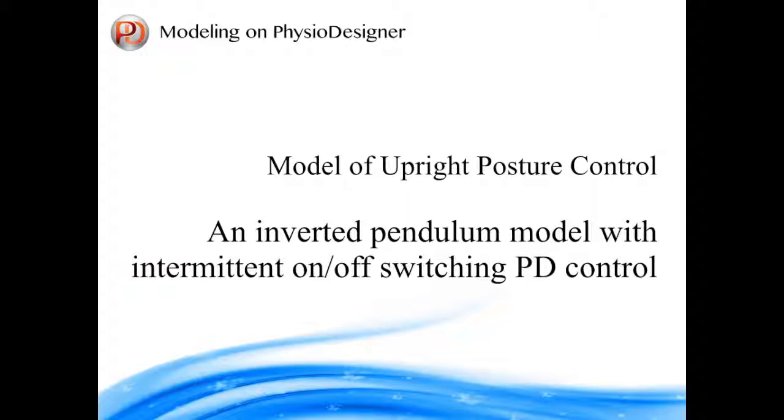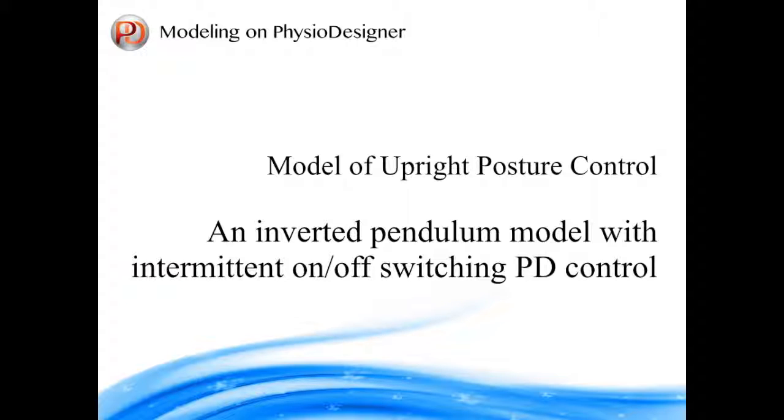In this tutorial series, we are going to create a model of human upright posture control on PhysioDesigner. This time, we create the Model 3, which includes intermittent on-off switching control mechanism, by expanding the Model 2 which we created in the previous tutorial.